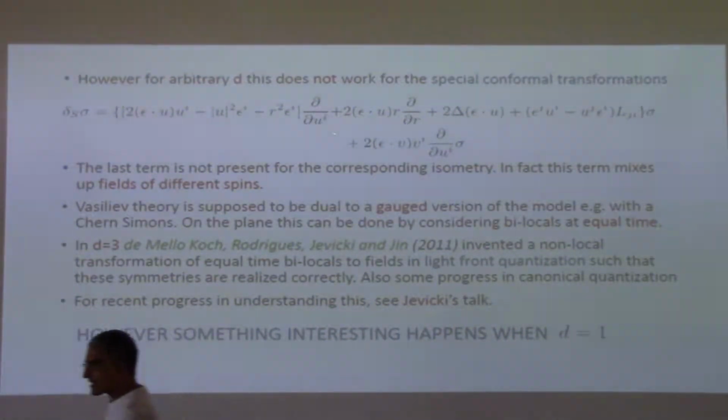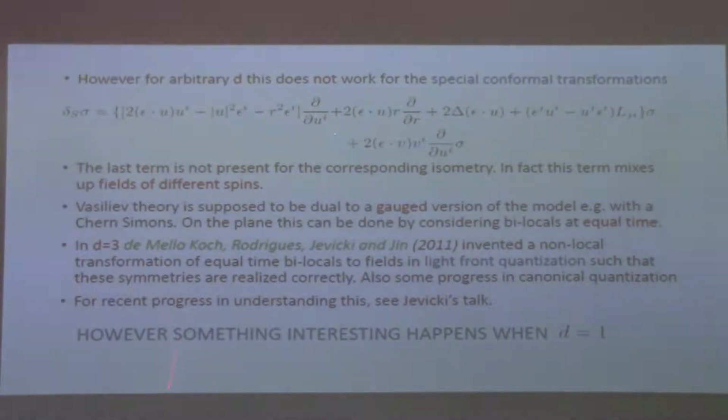Now I should make a comment that the Vasiliev theory is supposed to be dual to a gauge version of this model, not the model as I just wrote down. And if you want to do it right on arbitrary manifolds, you should introduce a gauge field, the Chern-Simons gauge field. And then of course these bilocal things become a bit complicated because there will be a Wilson line which joins the bilocals.